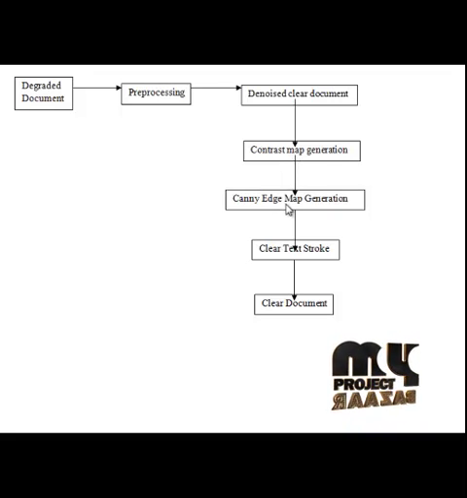Then the Canny edge map is generated. The text strokes are identified using edge detection methods. For edge detection, we are using the Canny edge map. A Canny edge detector is an edge detection operator that uses a multi-stage algorithm to detect a wide range of edges in images. It uses a Gaussian-based filter, where the raw image is convolved with a Gaussian filter. The result is a slightly blurred version of the original, which is not affected by a single noisy pixel to any significant degree. From this, we obtain the clear text strokes present in the document image.